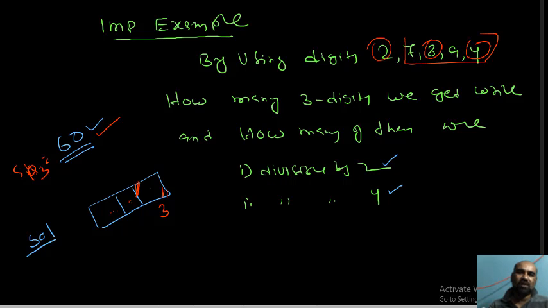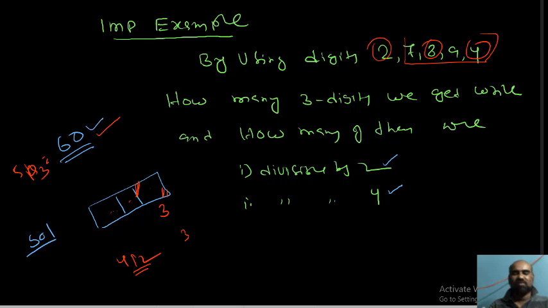By using 4 digits, I want to fill 2 blanks. I can fill them in 4p2 ways. Directly, you can write 4 into 3, but I want to use permutation. 4 elements, 2 blanks, 4p2 ways you can fill. So this is the second operation. What is the first operation?